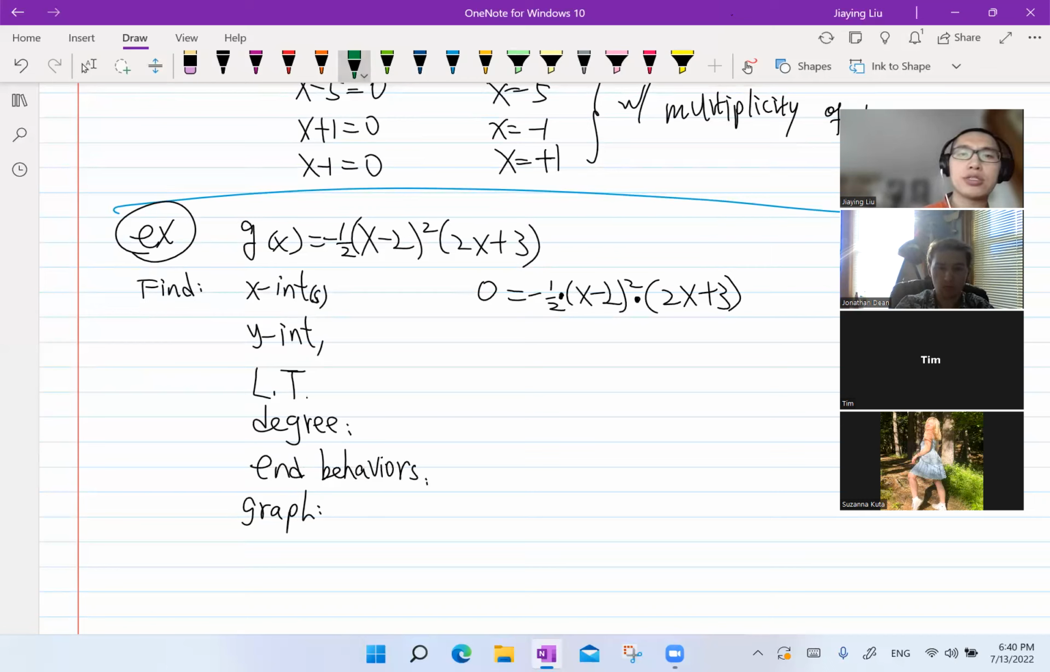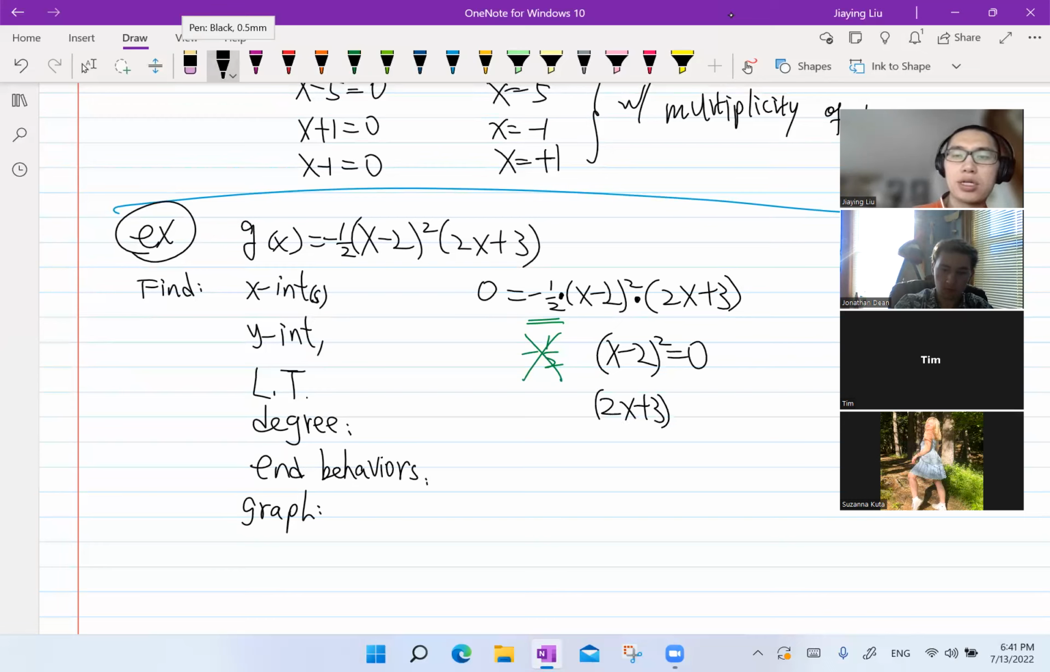A mistake I noticed in the past from students is that they will think, oh, -1/2 must be one of the zeros because we have -1/2, we have to set it equal to 0. No, this is just a constant. -1/2 is a constant. It doesn't give us a zero or x-intercept. Be careful with that. Only the parts with x will give us x-intercepts. So (x minus 2) squared could equal 0, and 2x plus 3 could equal 0. You don't even need the parentheses here.